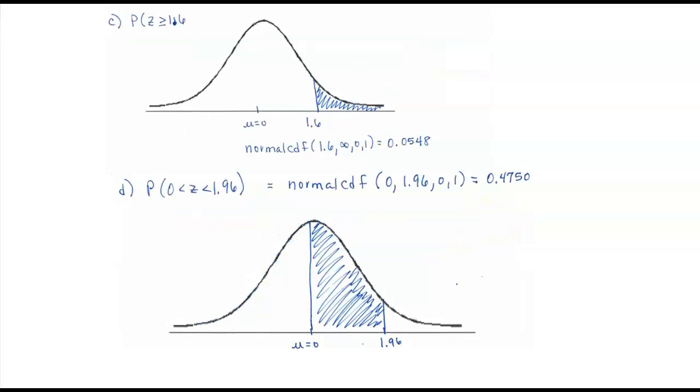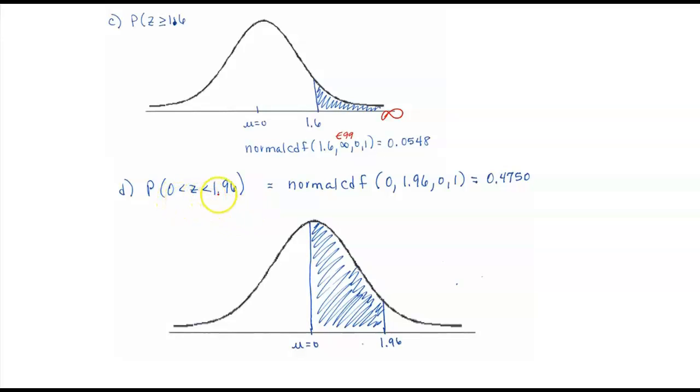Okay, here we have the probability that z is greater than or equal to 1.6. Remember I said the equals part isn't going to affect how we set this problem up. So we're still going to do a normal CDF. It's a right tail, so it's going off to positive infinity. So we're going to put the E99 in the place of the infinity. So 1.6 to infinity, 0 and 1 gives us this for the probability.